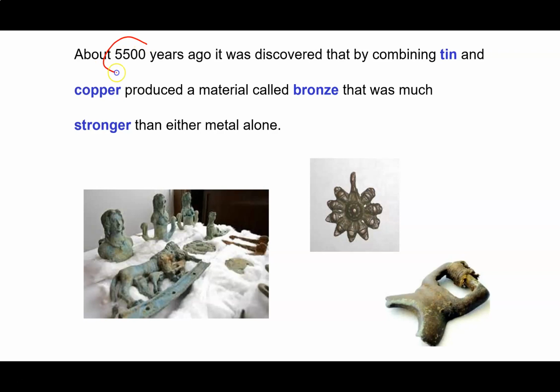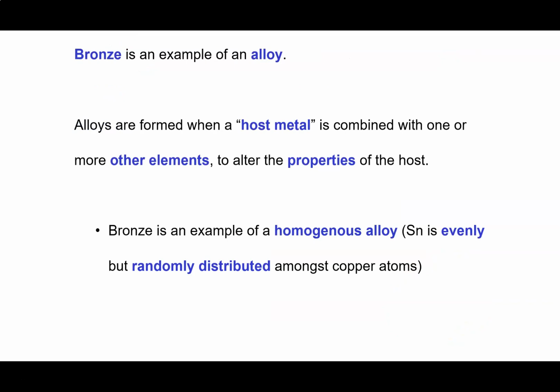Now, about 5,500 years ago, we figured out that if you add a little bit of tin to copper, you can produce a metal called bronze that is a lot tougher than either tin or copper by itself. This was really important because now we could start building cannons and metalworking tools that were very hard, picks and things like that that were a lot tougher than copper. And what's happening in this alloy of bronze is kind of interesting.